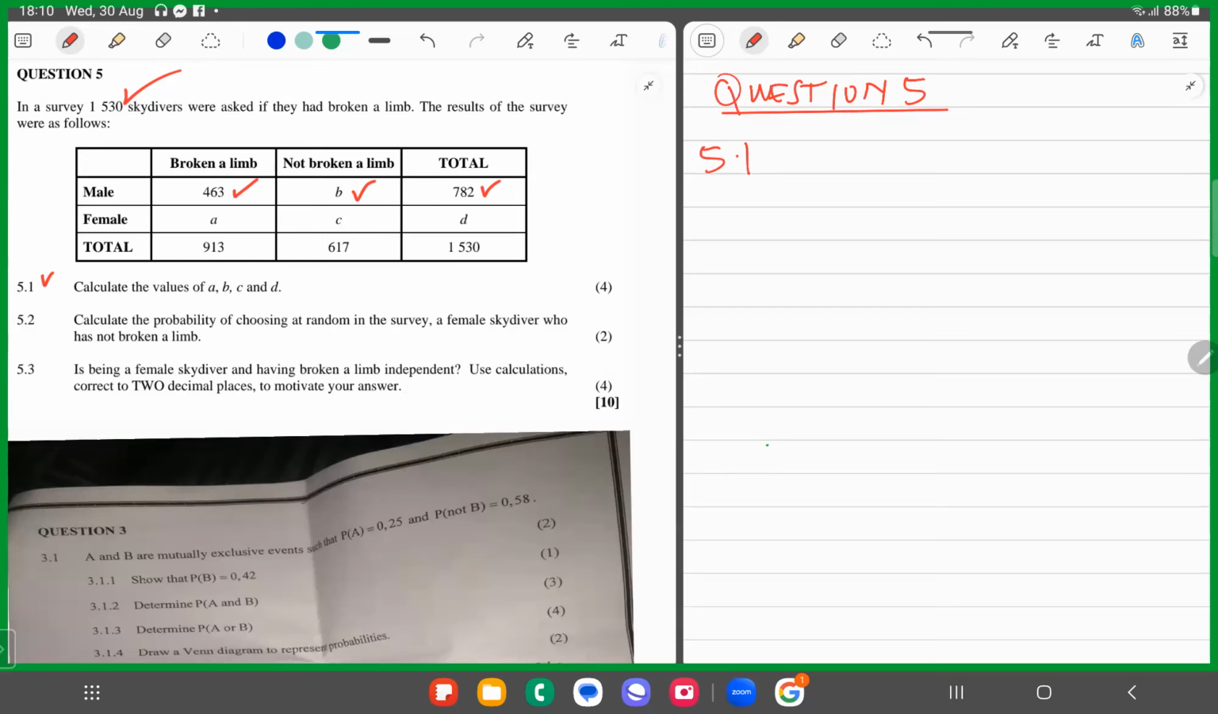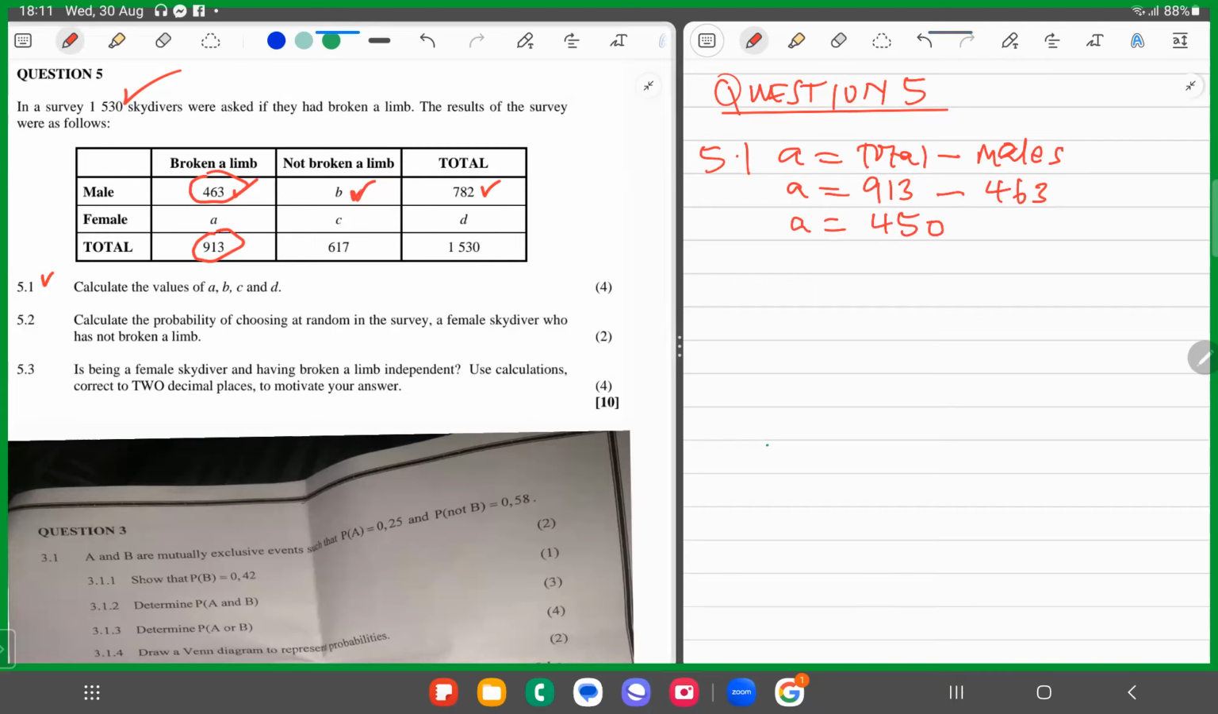Let's find the value of A, for example. The value of A will clearly be the total minus the males. So what is the total? The total is 913. That total minus the males, and the males are 463. What is the answer? The answer is exactly 450. So the value of A is 450.